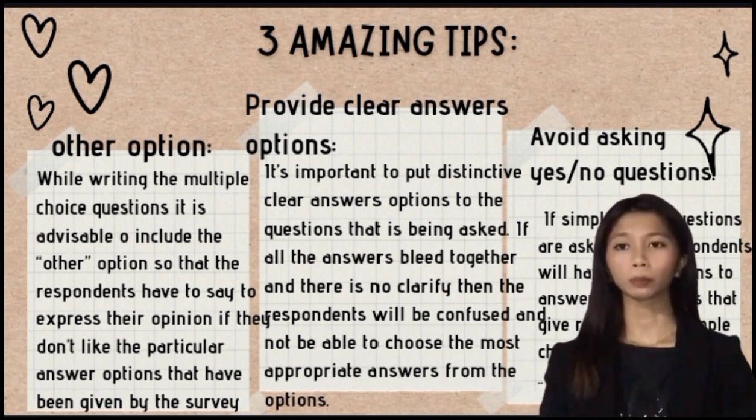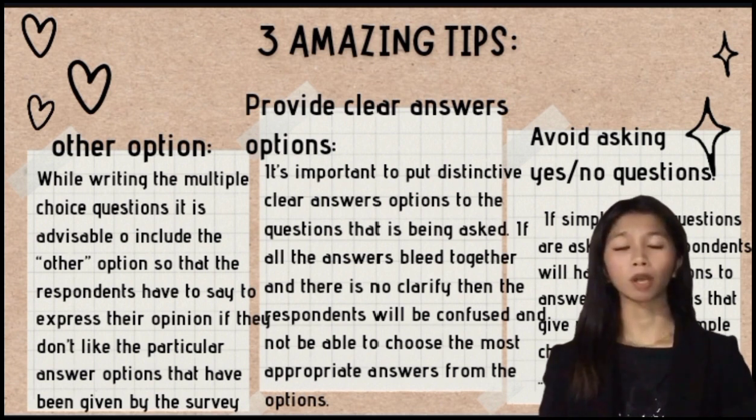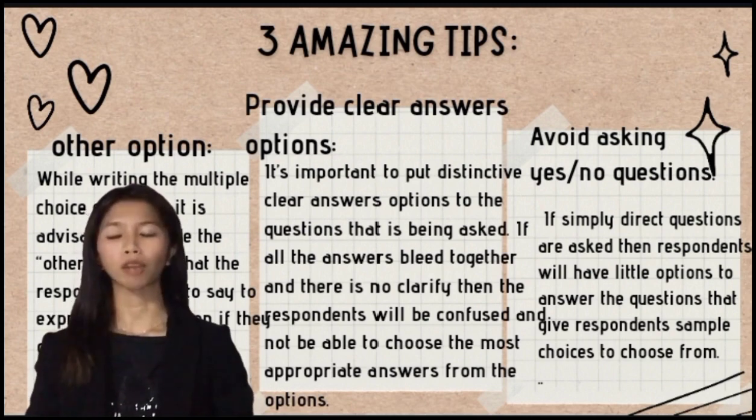Second, provide clear answer options. It is important to put distinctive, clear answer options to the question that is being asked. If all the answers blend together and there is no clarity, then the respondents will be confused and not be able to choose the most appropriate answer from the options. And lastly, avoid asking yes or no questions. If simple direct questions are asked, then respondents will have little options to answer, so give respondents simple choices to choose from.